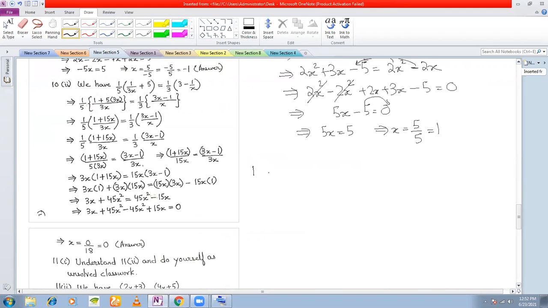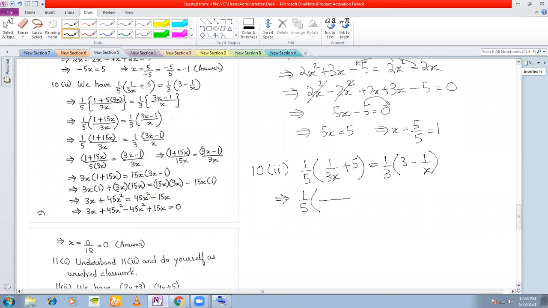The question here is: solve 1/5 (1/(3x) + 5) = 1/3 (3 − 1/x). Now this contains a lot of fractions on the left hand side as well as on the right hand side. No need to worry. What you want to do is take the LCM first.